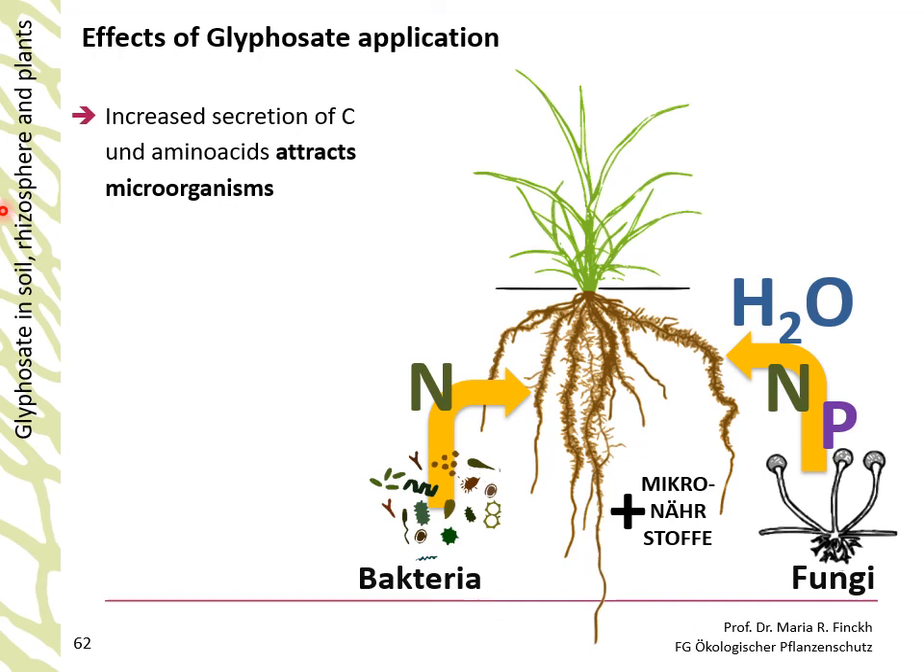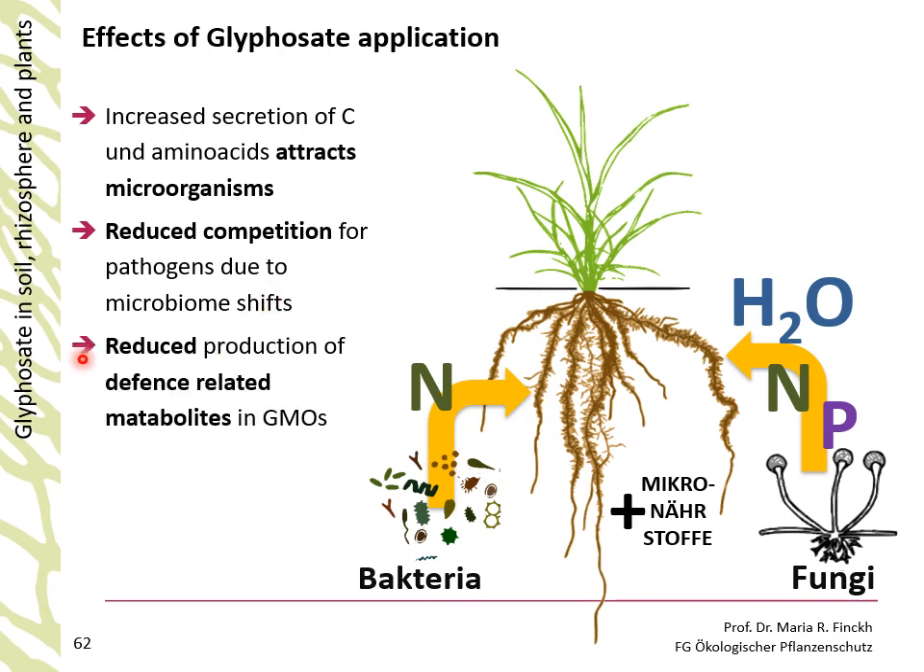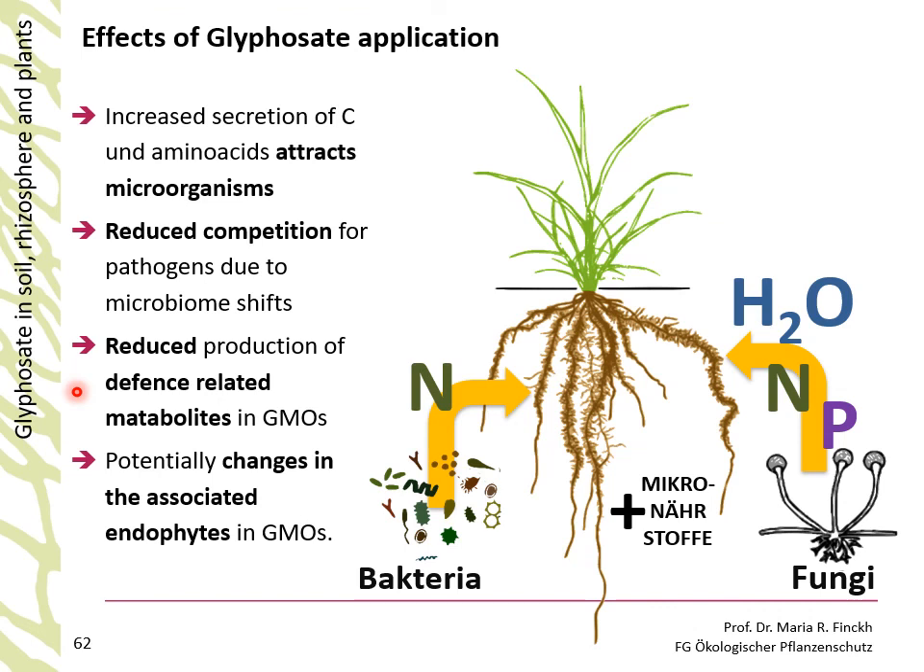If we have glyphosate-treated plants, we have an increased secretion of C and amino acids, and that attracts microorganisms. We have reduced competition for pathogens due to microbiome shifts. We have reduced production of defense-related metabolites in the GMOs because we have these aromatic amino acids that are not being produced, and they are part of the defense-related metabolites. And potentially we have changes in the associated endophytes, especially in the GMOs.